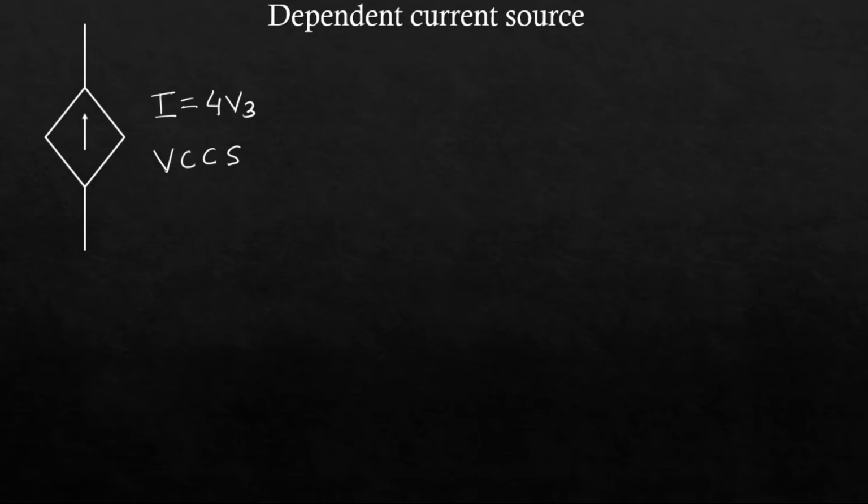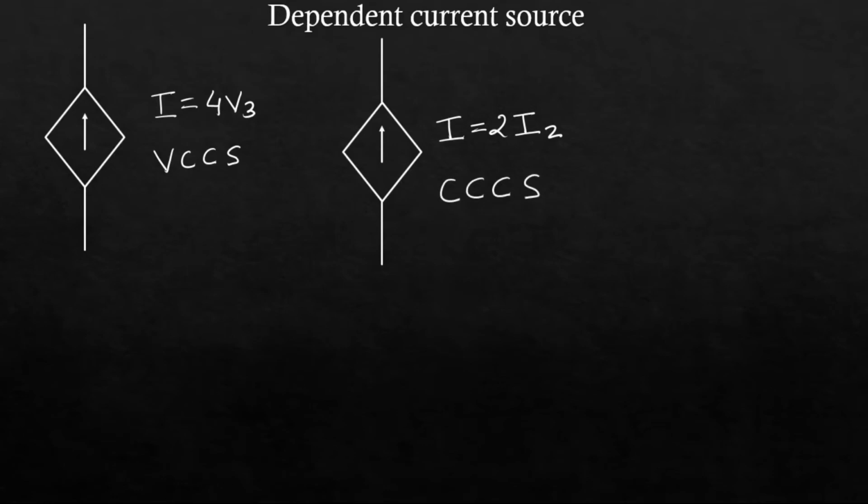Otherwise, if I take something like this, I is equal to 2I2, it will be a current controlled current source. Current controlled current source, because this current source is controlled by some other current, that is I2. So that is why it is a current controlled current source. Okay, so that is how we classify the voltage and current sources in the network.